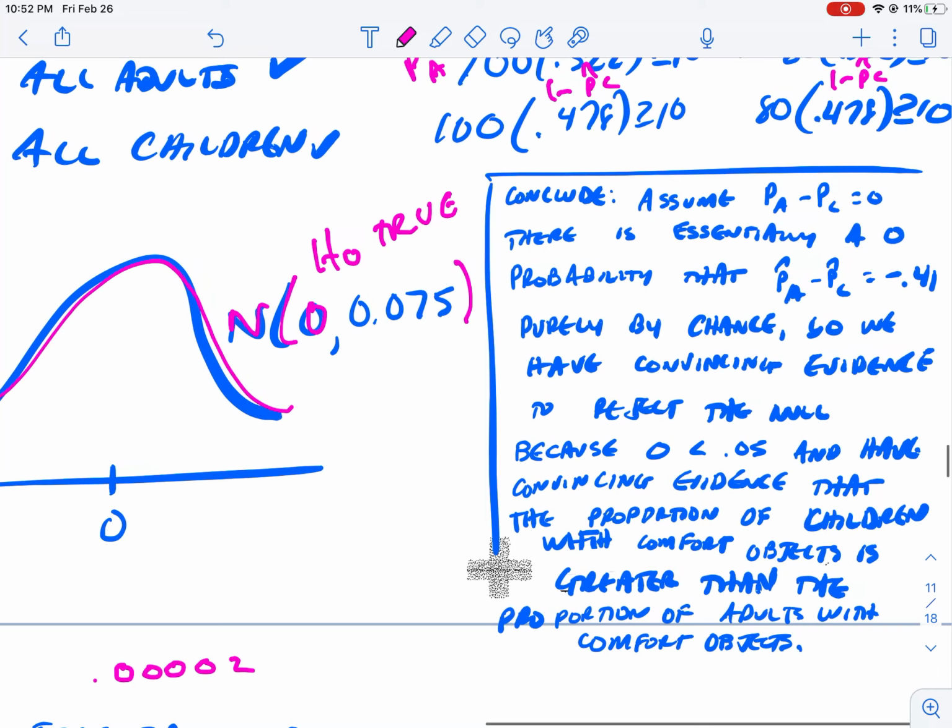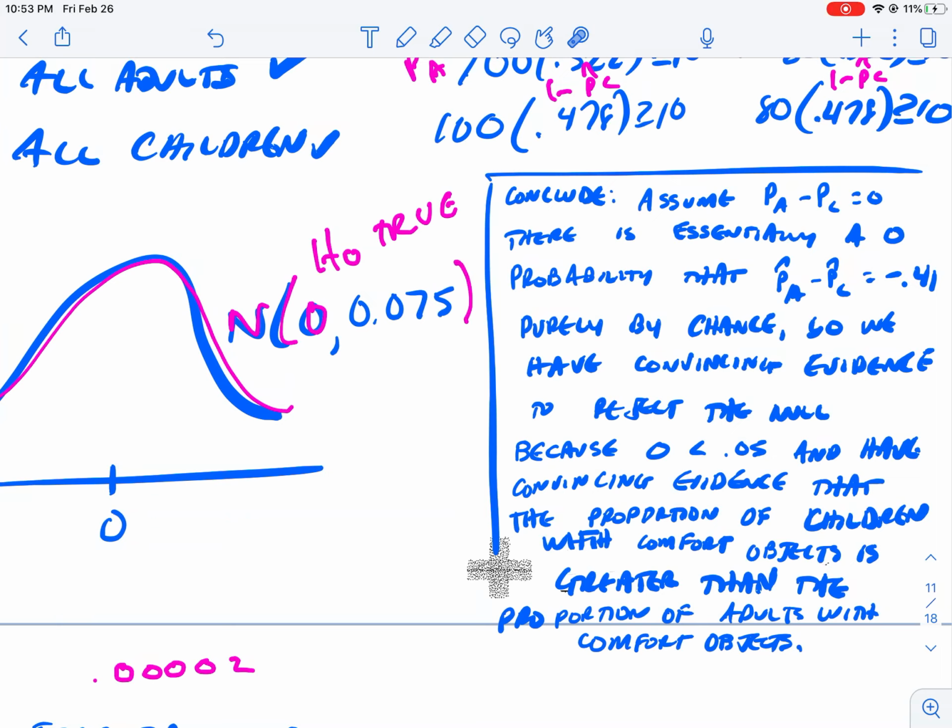And so my conclusion is actually fairly simple, but I have to write it out with all of its proper context and all of its proper formalness. So assume that P sub A minus P sub C is 0. This is our null hypothesis, is true. There is essentially a 0% probability that I get this negative 0.41 purely by chance, which means, just to review, if it's 0 and I get this really outlandish value, there's not a high probability of that. And so purely by chance, I'm suspecting that my H sub 0 must not be true.